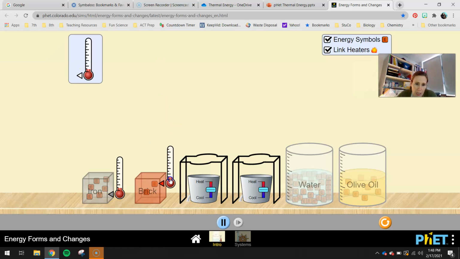Here's one for my brick. Here is one for my water. Notice how it turned blue. And here's one for my olive oil. Notice how it turned yellow. Okay?